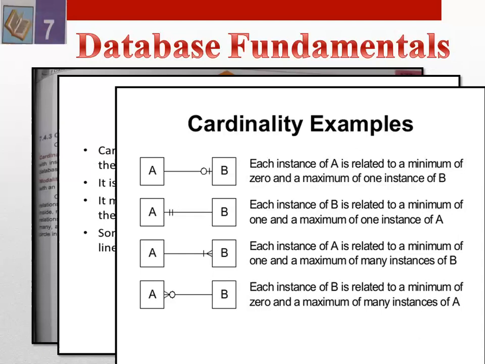So these are the cardinality and modality which are used to specify the business rule in the relationship. Cardinality refers to the maximum number of times an instance in one entity can be associated, and modality refers to the minimum number of times. So we can draw the ER diagram of different entities and attributes with the help of cardinality and modality.